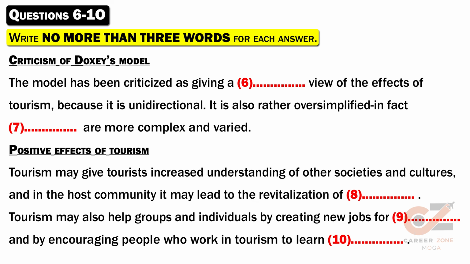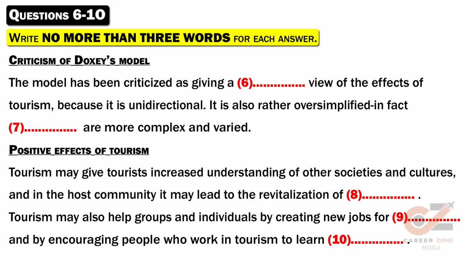Now, in practice, fortunately, things aren't always quite like that. If you look at real situations, you'll see that the relationships between local people and tourists are rather more complicated and prone to greater variation than this model suggests. So the model is really rather oversimplified. In fact, studies have highlighted quite a few positive effects of tourism.